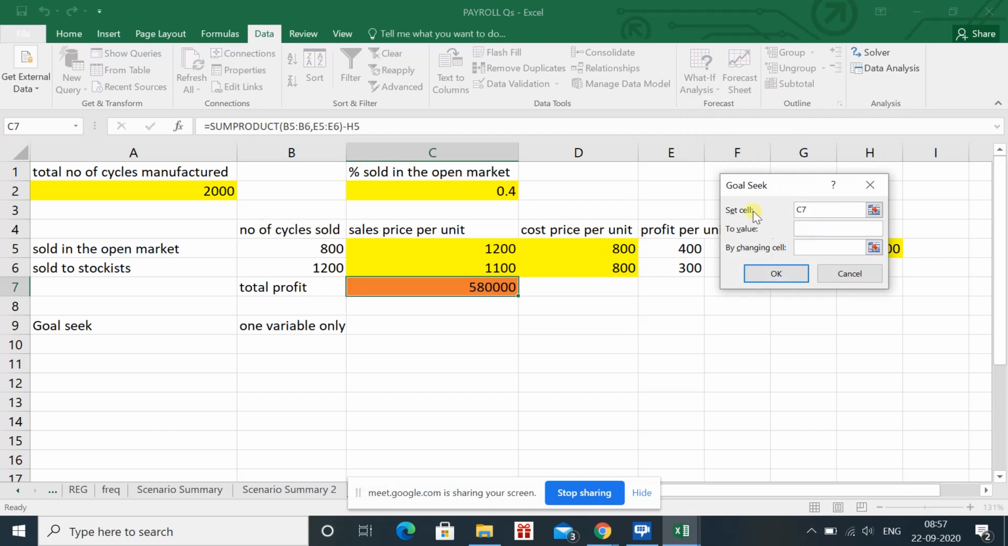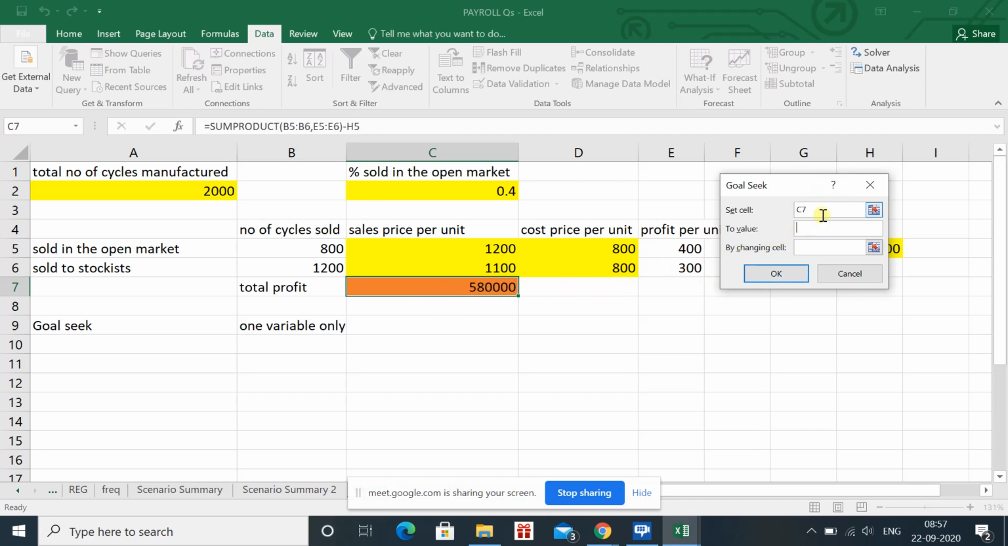In this box, you can see that once you click on Goal Seek, it will ask you to set the value for C7. What is C7 here? C7 is the profit cell. I kept my cursor in C7, that's why it is showing C7. If your cursor is anywhere other than the profit cell, it will show that particular cell. So in this case it is showing that C7 is the set cell.